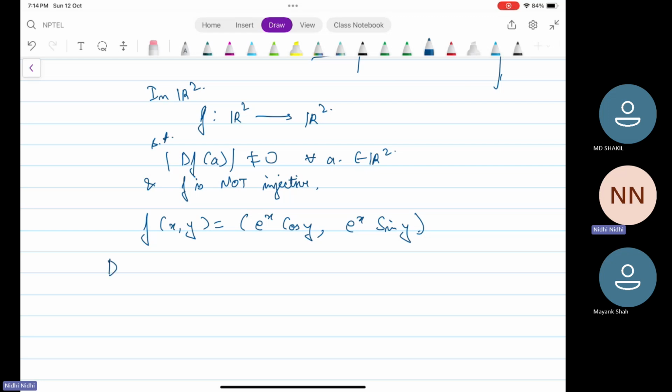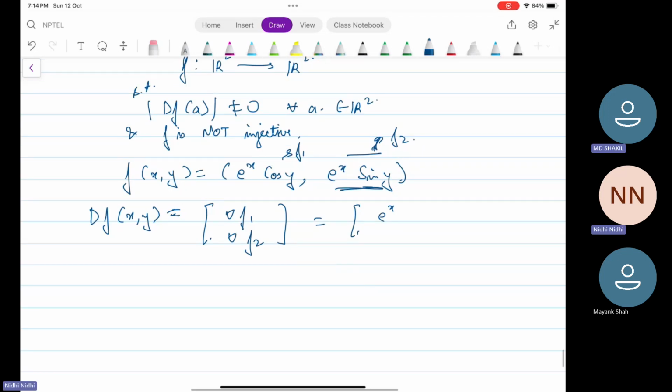So we know that at any point (x,y), the derivative df at (x,y) is the Jacobian matrix, no? So basically the gradient of the first component, then the gradient of the second component. If this is f1, this is f2, the standard way of finding the derivative. So this will be e power x cos y.